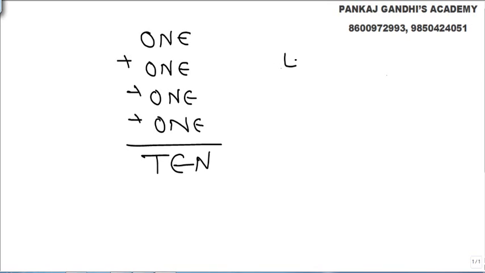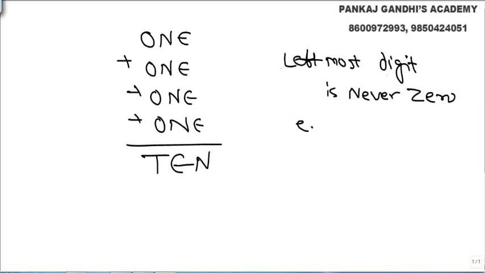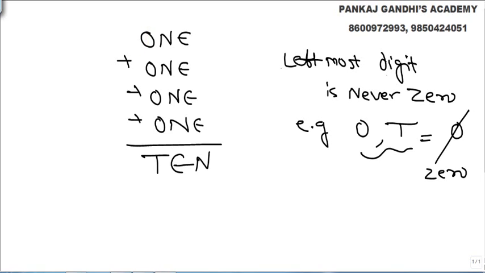The unwritten rule is that the leftmost digit is never 0. For example, here O is not 0, T is not 0. Both of them are not equal to 0, because if O is 0, the number will be a 2-digit number. If T is 0, it will be a 2-digit number. So the first thing we have realized is O and T are not 0.